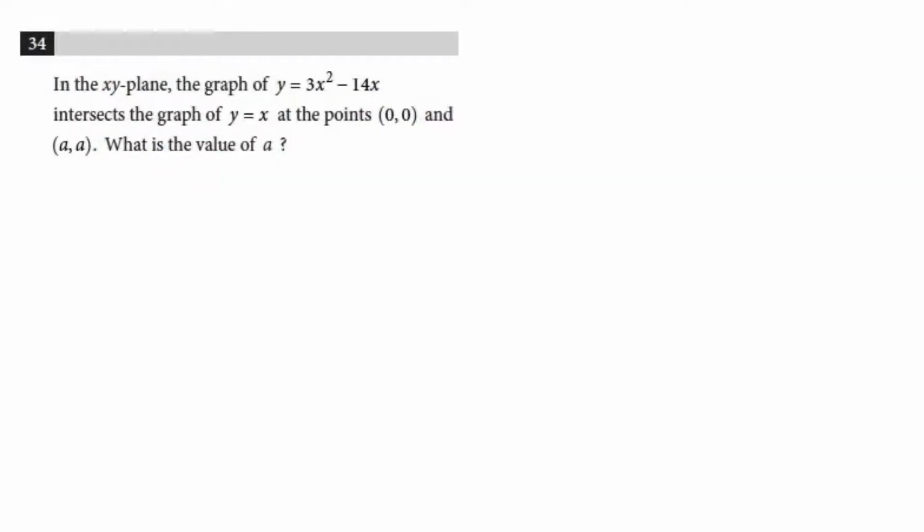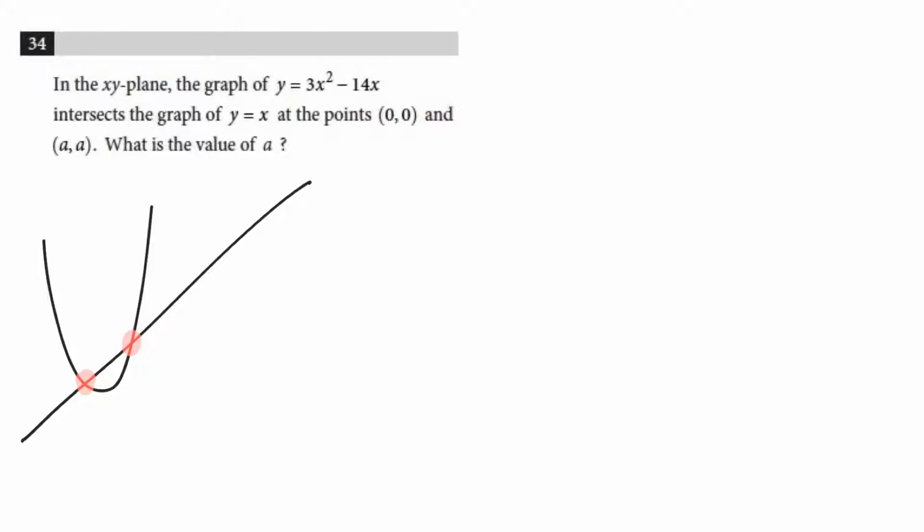34. In the xy plane, the graph of y equals 3x squared minus 14x intersects with the graph of y equals x at the points 0, 0, and a, a. What is the value of a? Very well. Let's do a little sketch. I always like to do a little sketch. We've got a graph, and we know that it's going to intersect with y equals x, which is just a line like so, and it's going to intersect in two places. So what are those two places?